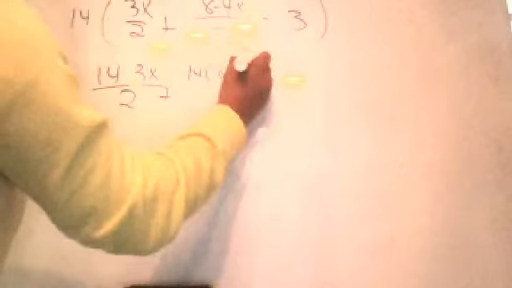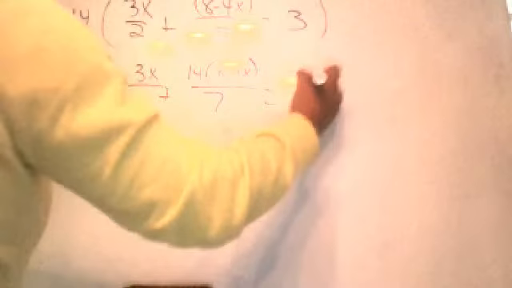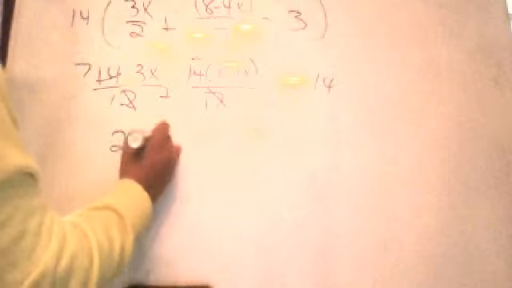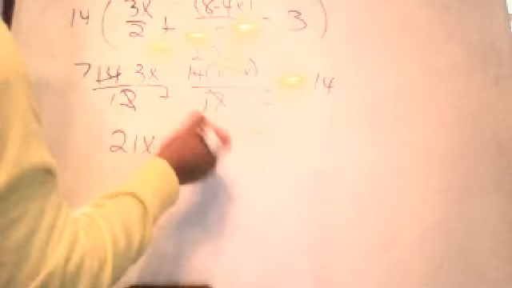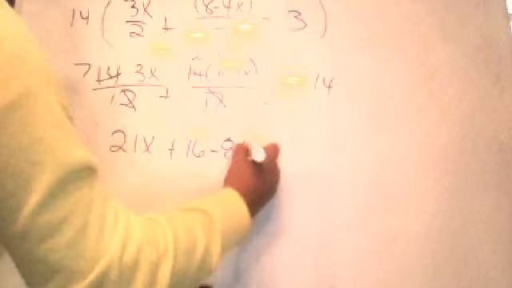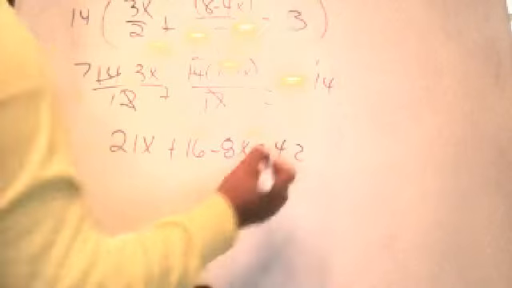So it's 14 times 3x over 2 plus 14 times 8 minus 4x. Remember, this is going to be protected by the parentheses. 3 times 14. This becomes 1 and 2. 1 and 7. This becomes 21x. Plus, you're going to distribute this 2 because that's what's left. Right? 16 minus 8x equals 42.